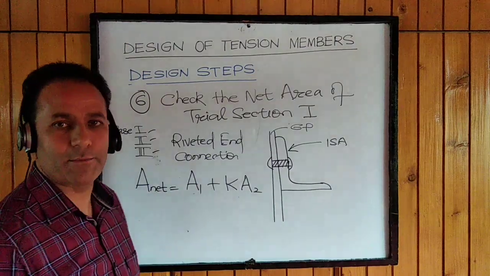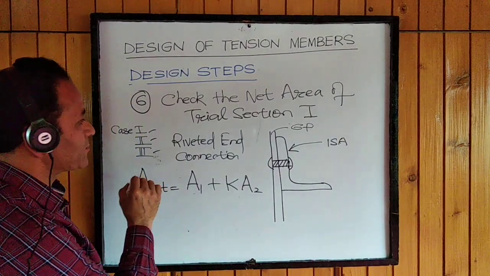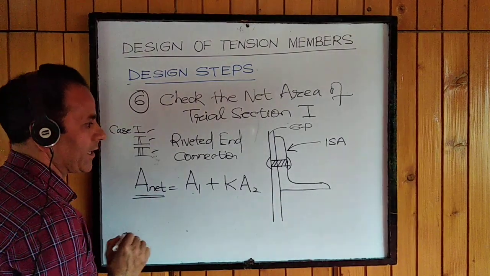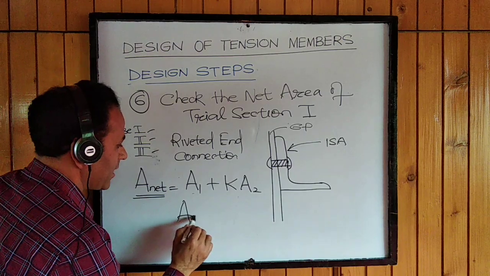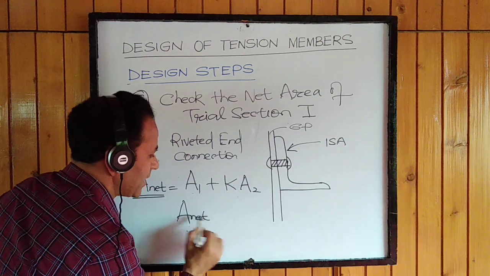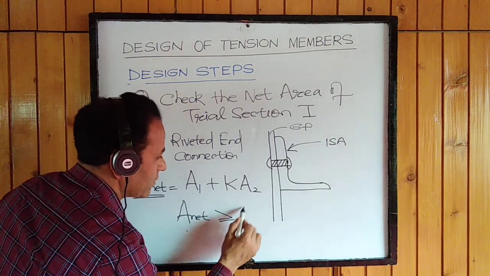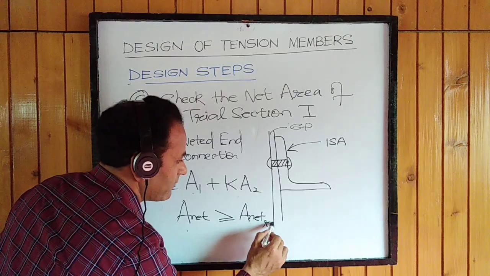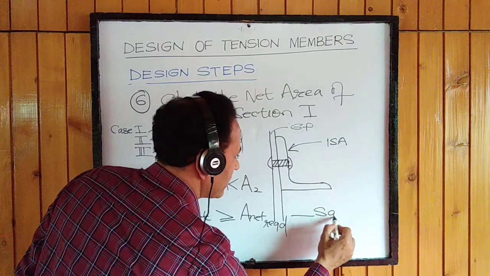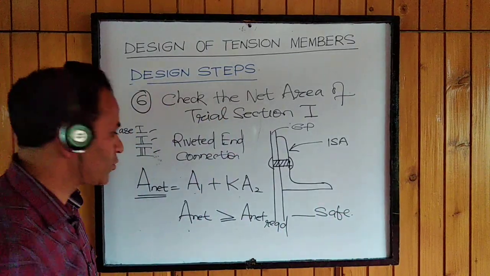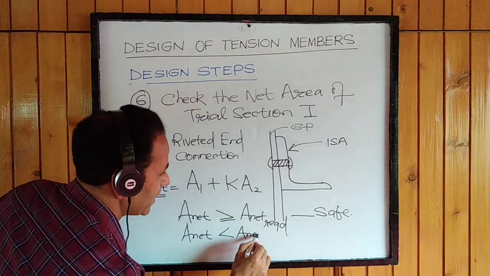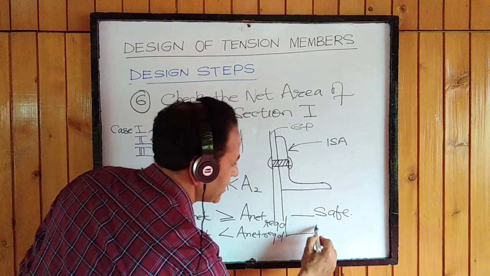We'll calculate the net area with respect to that particular case, and we'll see whether the A net calculated for the member satisfies our requirements, whether this A net is greater than or equal to the net area required. If it is so, then our member is safe. If it is not so, say the net area we have calculated is less than the required net area, A net required, then it will be unsafe.